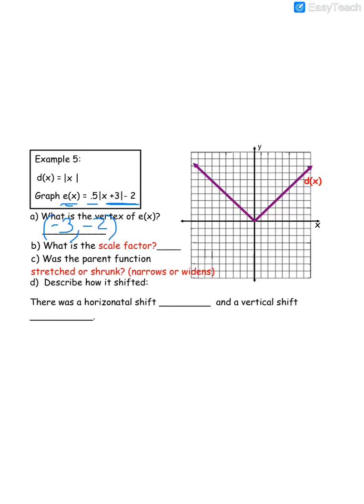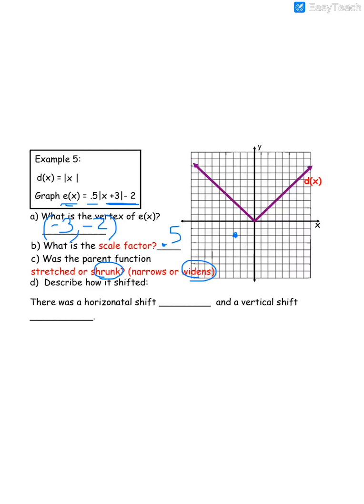So I'm going to go left 3, 1, 2, 3, down 2, 1, 2, put a dot. And scale factor is 0.5. It's a value that is less than 1, so it's actually going to make it wider or shrink it. Shrink it means it's basically pushing it down from the top. Okay. Describe how it's shifted.